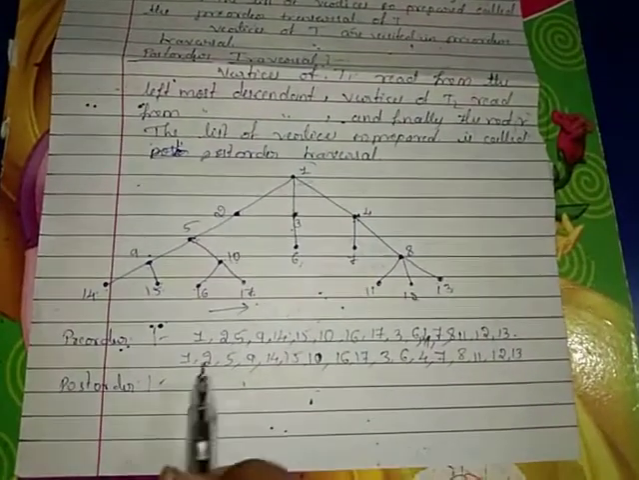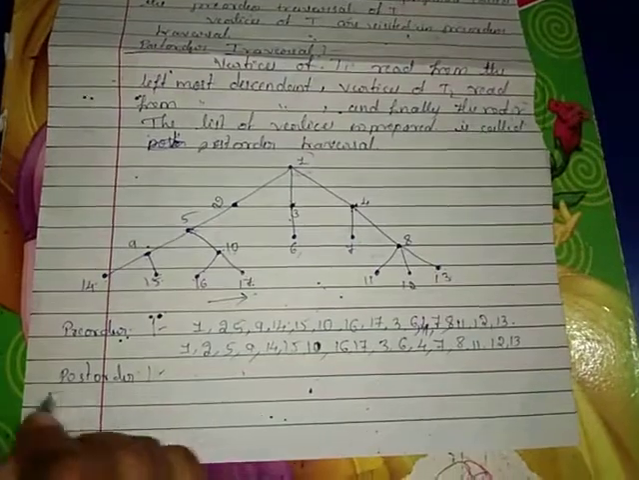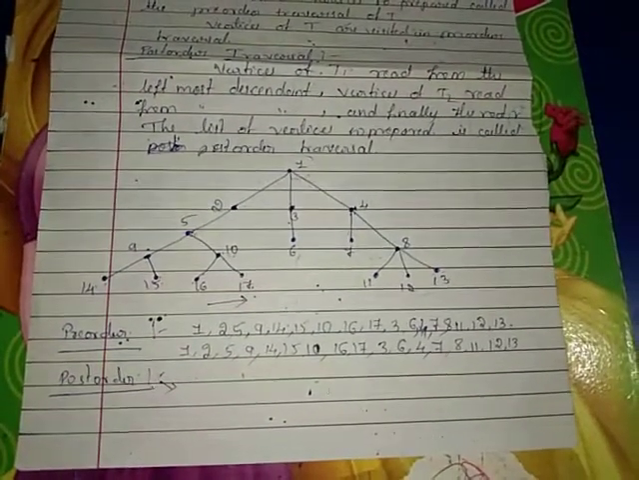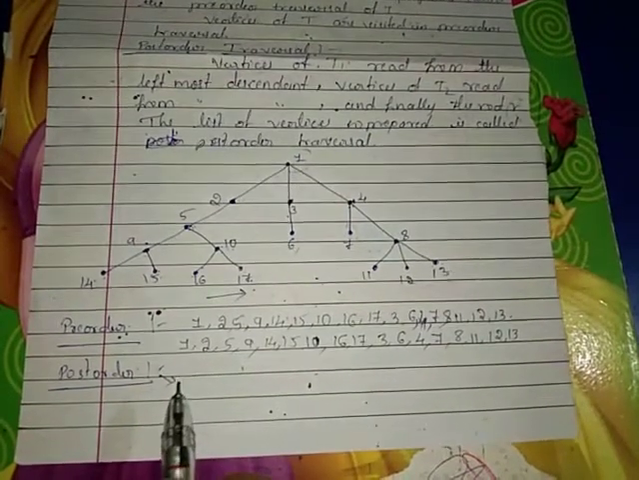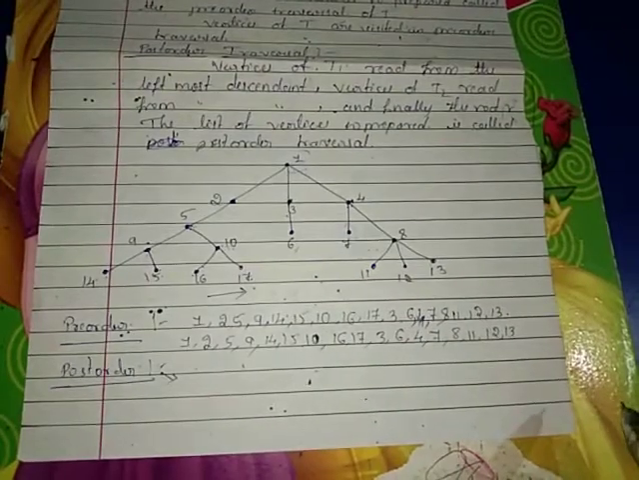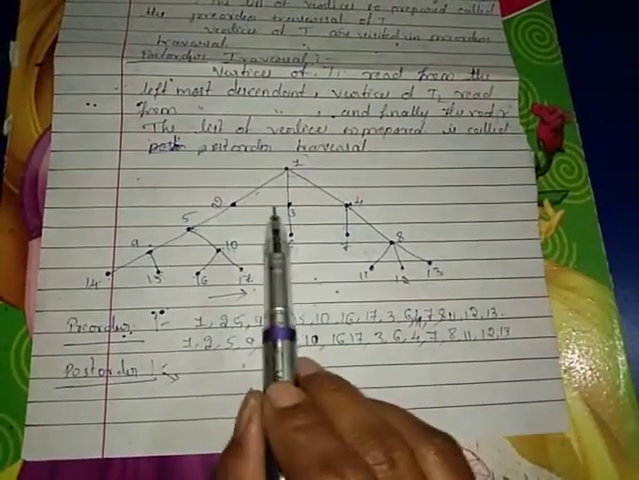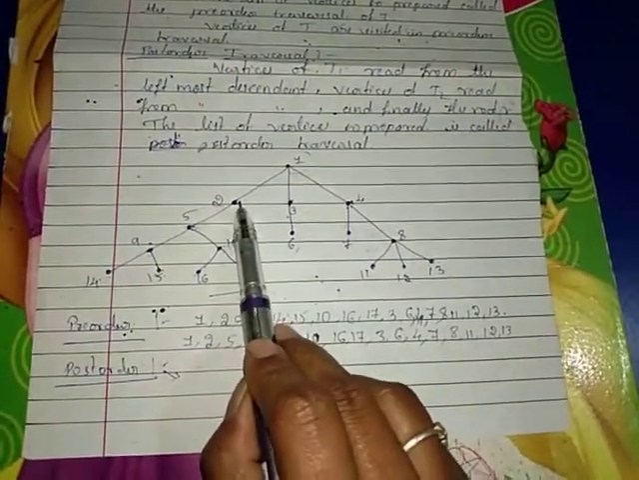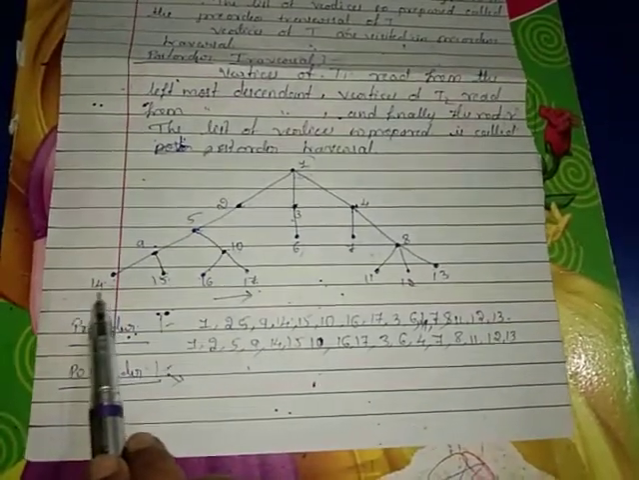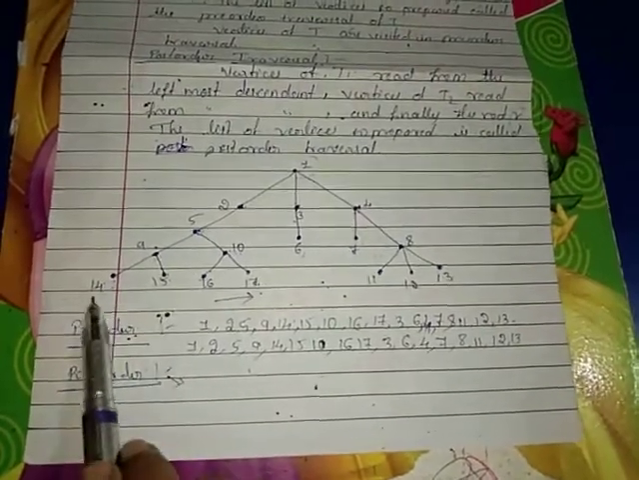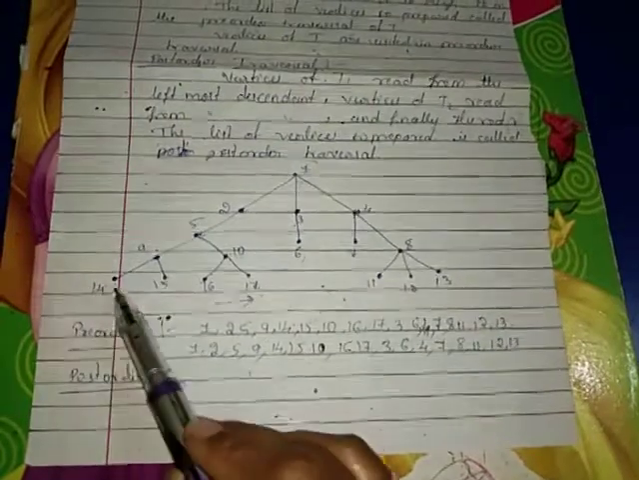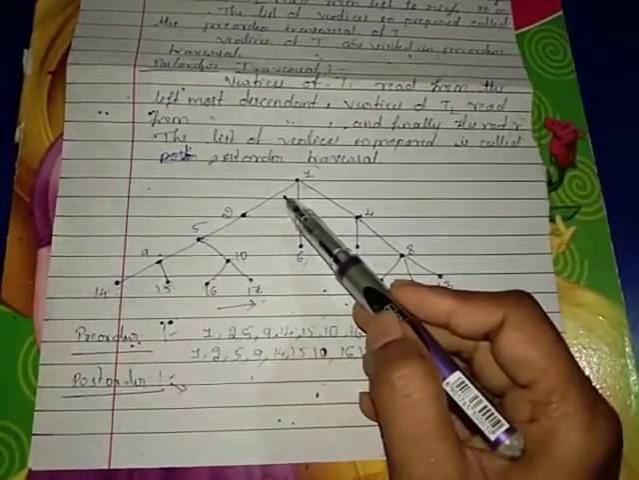But in the post-order traversal, we have to write down the vertices of T1, read from the leftmost descendant. Leftmost descendant means the vertex of the T1 is 2. Leftmost descendant means this one. At the end we have the vertices, those will be written first. So according to this, we have to move from downwards to upward.